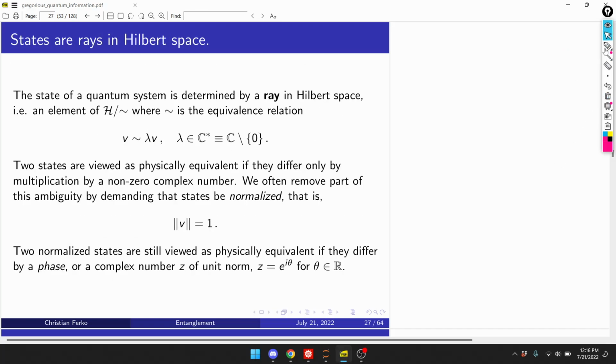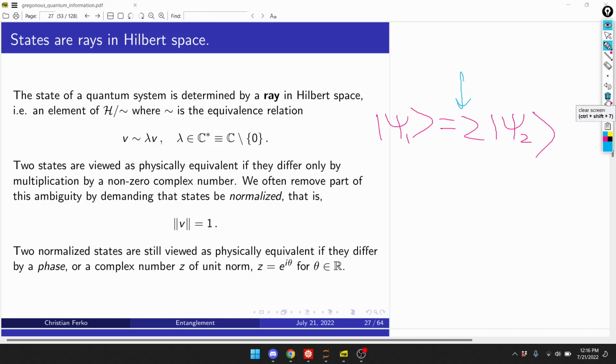Okay. So here's the first physics fact. The state of a quantum system is determined by a ray in Hilbert space. What is a ray? Well, it's an element of Hilbert space modulo an equivalence relation where I can multiply by any non-zero complex number. Right? So two states are equivalent. If I have a state, psi1, and psi1 is twice another state, psi2, I view these as being the same physical state because they differ only by multiplication by a non-zero complex number.